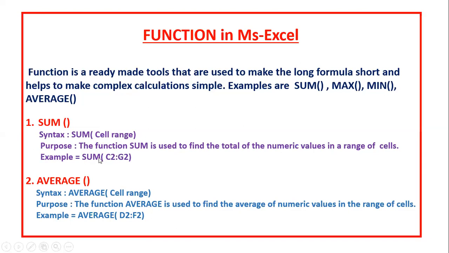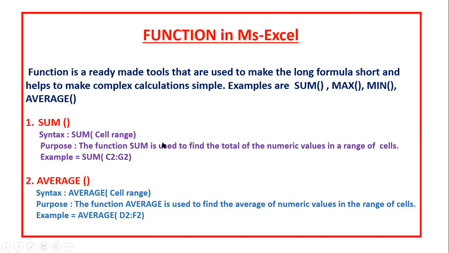You see here in the example. You will do it like this: equal to, then sum, bracket, C2 colon G2, bracket close. So you give the cell address. C2 is the first cell address and G2 is the last cell address. Accordingly, you have to give the cell addresses to find the total of the numeric values. Now what is the purpose? It is used to find the total of the numeric values.